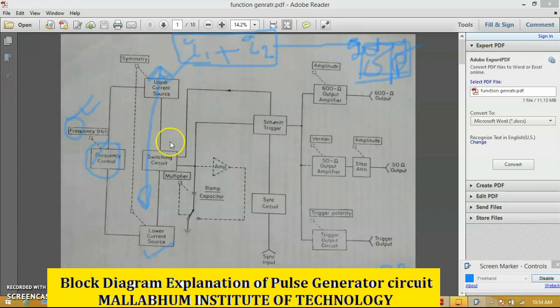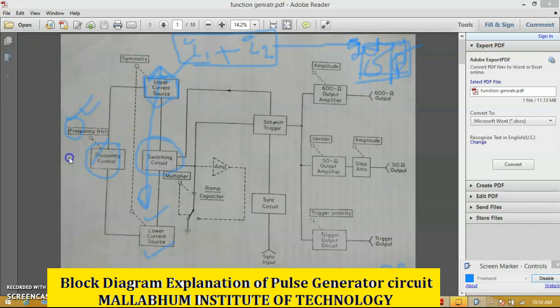Okay, now between them there is the switching circuit. The function of this switching circuit is that it determines which current source is open at a time. That means there are two current sources, as you can see in the block diagram. At first it looks very complex, but after discussing it, it is not as complex as it looks.